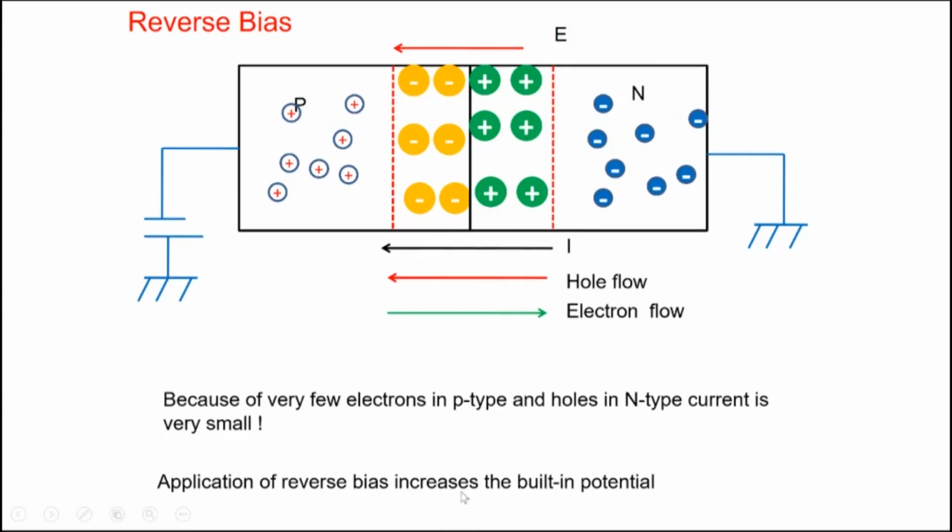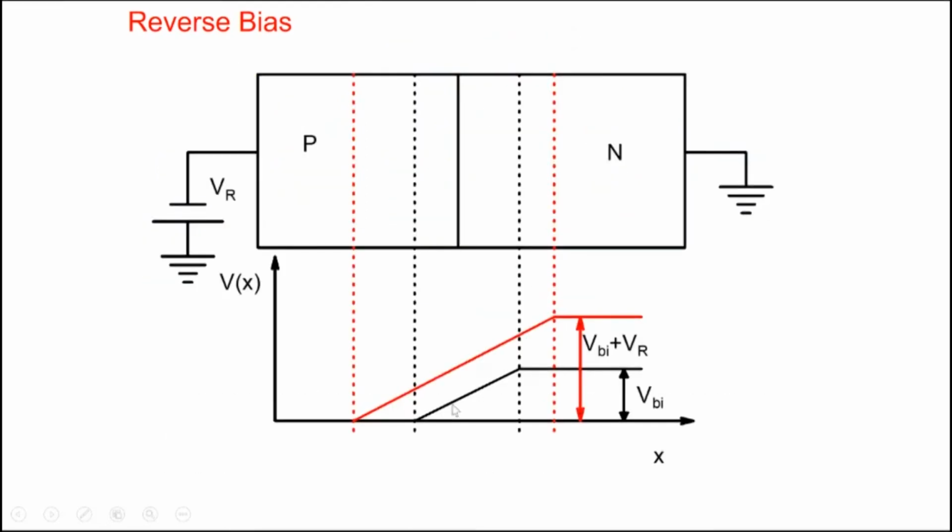Now, application of reverse bias increases the potential inside the junction, because we just said that the electric field becomes stronger. There's an internal electric field, and when you apply a negative bias, it adds to this field. So the field becomes stronger, and therefore the potential becomes higher. Earlier, this was VBI, the potential in the junction. Now, when you add a reverse bias, the potential in the junction becomes VBI plus VR.